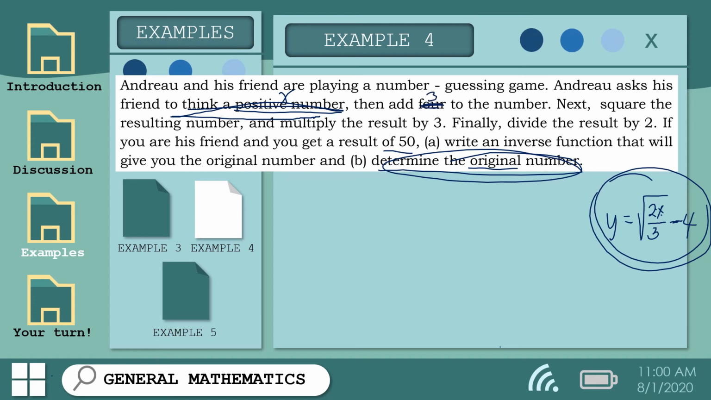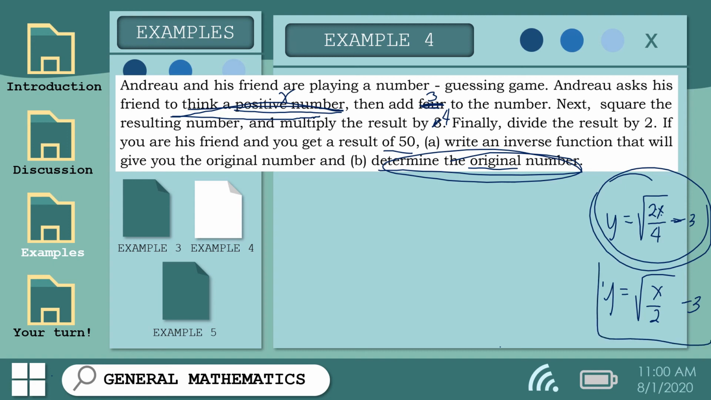Meron po palang correction sa ating module, yung add 3 pula to the number, then yung magmumultiply naman tayo by 4. Ayan, baliktad po siya. So, pagbaliktadin natin, 2x over 4 minus 3. Ayan. Kung titignan nyo, pwede pa siyang masimplify. So, yung 2/4 po ay pwede pa po siyang maging 1/2. Ayan. So, y is equal to square root of x over 2 na po siya minus 3.